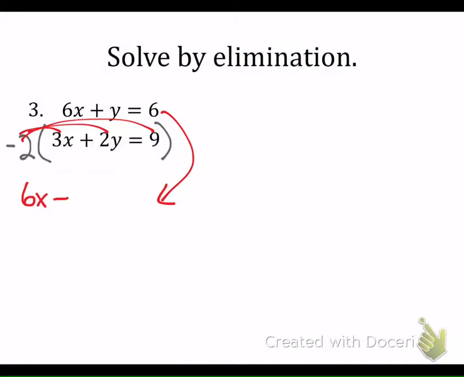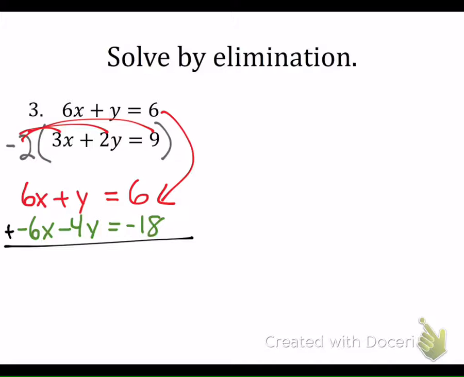So I'm going to have 6x plus y equals 6. Didn't change that one at all. The second one, I'm multiplying both sides by -2. So that's -6x minus 4y equals -18. This is absolutely not the only way to do this. But now I'm ready to add the equations.